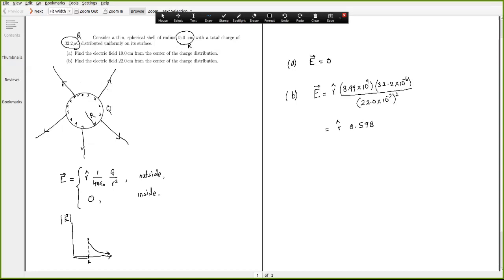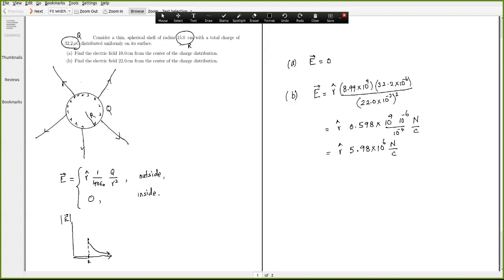Times 10 raised to 9, 10 raised to minus 6, and 10 raised to minus 4. And the unit is Newton per Coulomb. So that gives you 10 raised to 7, and I can use that to make it 5.98 times 10 raised to 6 newtons per Coulomb. So that's the magnitude of the electric field outside.